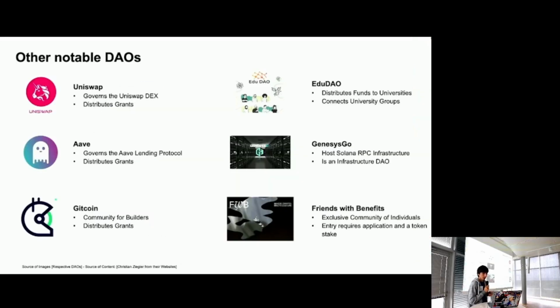Then there's a few other notable DAOs, like Uniswap. Uniswap DAO governs the Uniswap DEX that you probably know. Then we have a DAO governing the Aave lending protocol. Gitcoin acts as a DAO. We have Education DAO and Genesis Go and Friends with Benefits. So there's really a few DAOs out there.